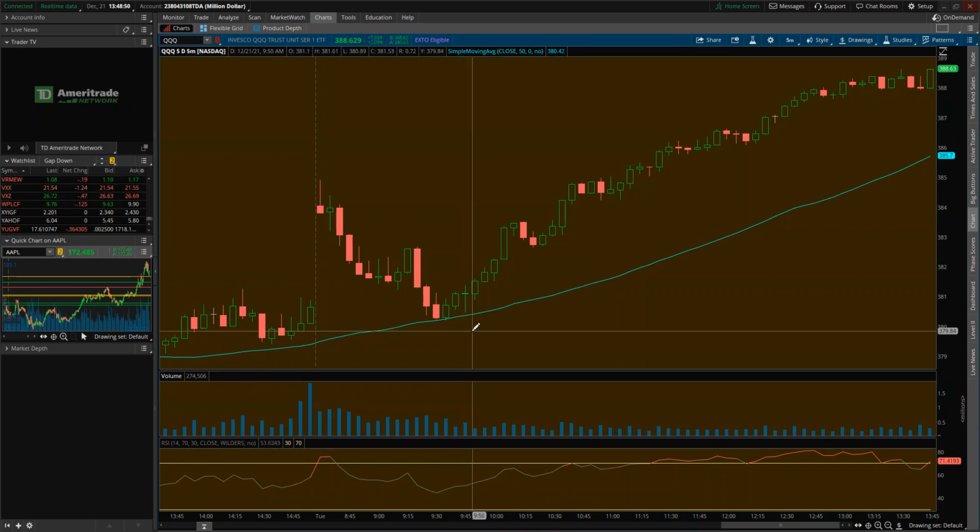Some of you have expressed your desire to do some gap trading. You want to learn how to do the gap fill. So I want to take this time and show you how to trade the gap.